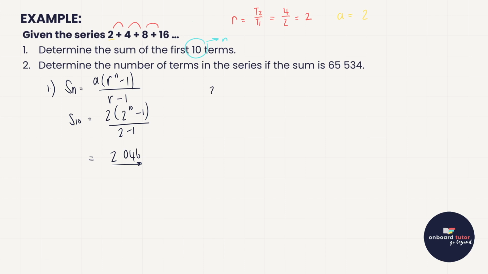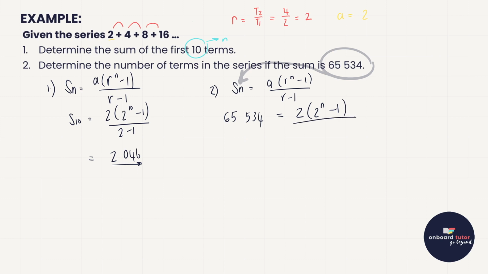Now they say determine the number of terms if the sum is 65,534. Okay, so again, we've got the formula, Sn equals A, brackets r to the n minus 1, divided by r minus 1. But now, what we know is actually this value here. The sum is going to equate to that 65,534. Okay, so let's sub that in. 65,534 is equal to A, our first term, so 2, bracket, r, 2 to the power of n, because we don't know now the number of terms in the series, so that's our n value, minus 1, divided by r minus 1.